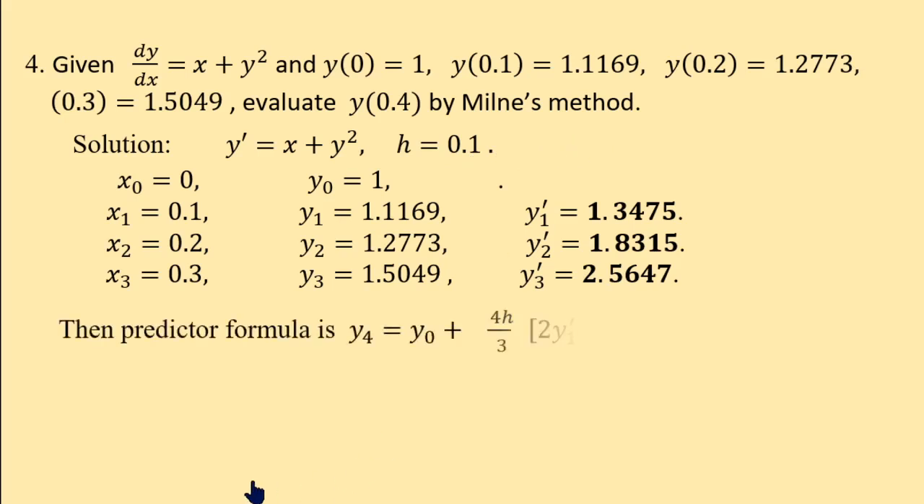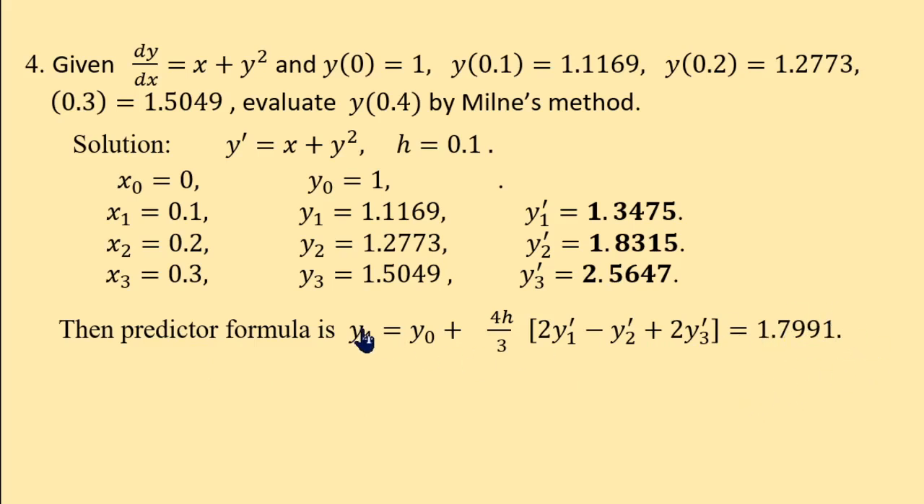After calculating these three values, find the predictor value of y4 by Milne's method. The predictor formula is y4 is y0 plus 4h by 3 into 2y1 dash minus y2 dash plus 2y3 dash. Carefully substitute in the calculator. y0 is 1, 1 plus 4 into 0.1 by 3 bracket open 2 times 1.3475 minus 1.8315 plus 2 into 2.5647, close the bracket. Therefore, y4 predictor value is 1.7991.